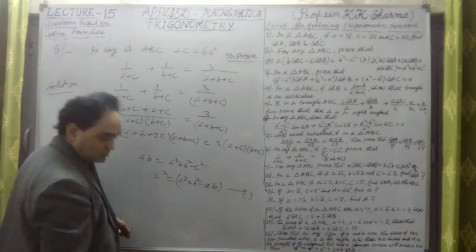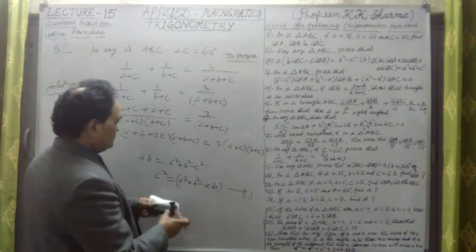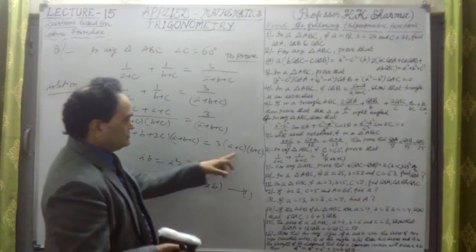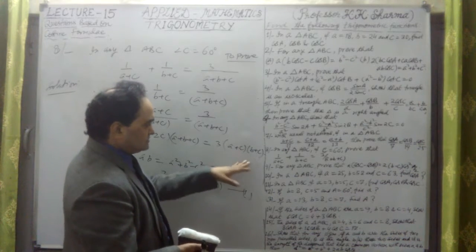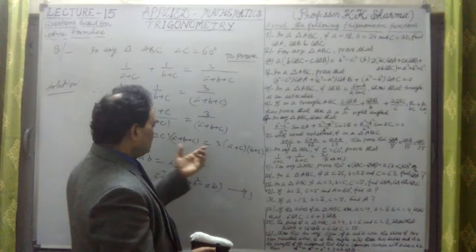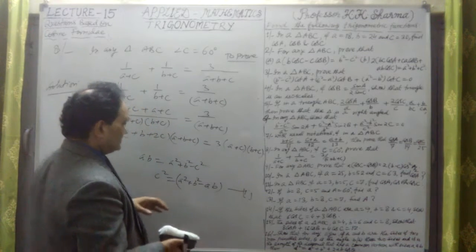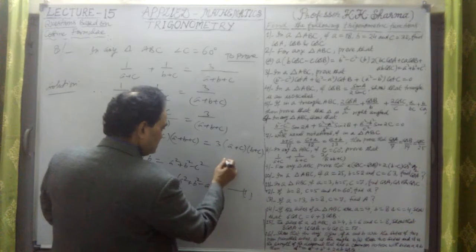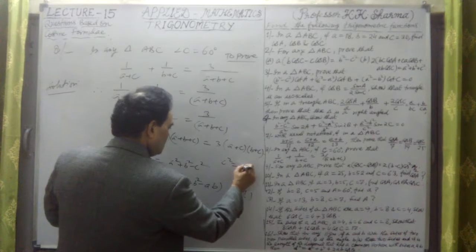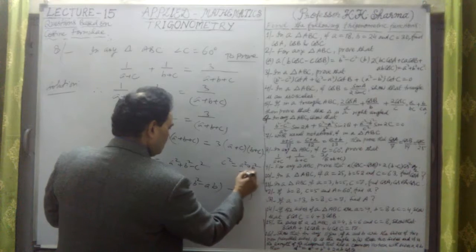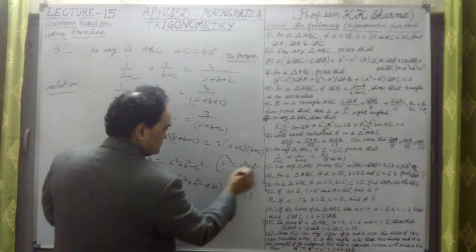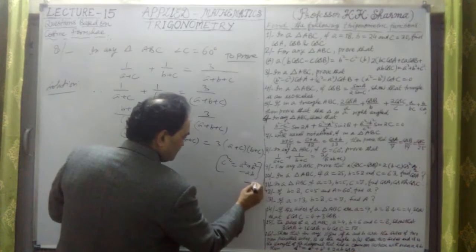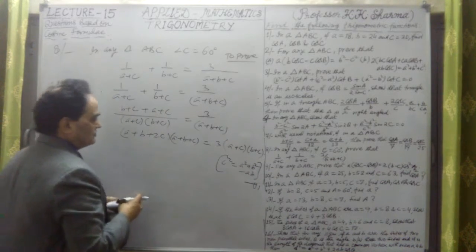Now let us take these two sides. These two sides must be equal. If I solve the right hand side, whatever comes on the right hand side must also come on the left hand side in the same way. So the first value which we calculated, C square equal to A square plus B square minus AB, this result we will use. This is the first equation which we obtained from the given values. Now let's solve it.